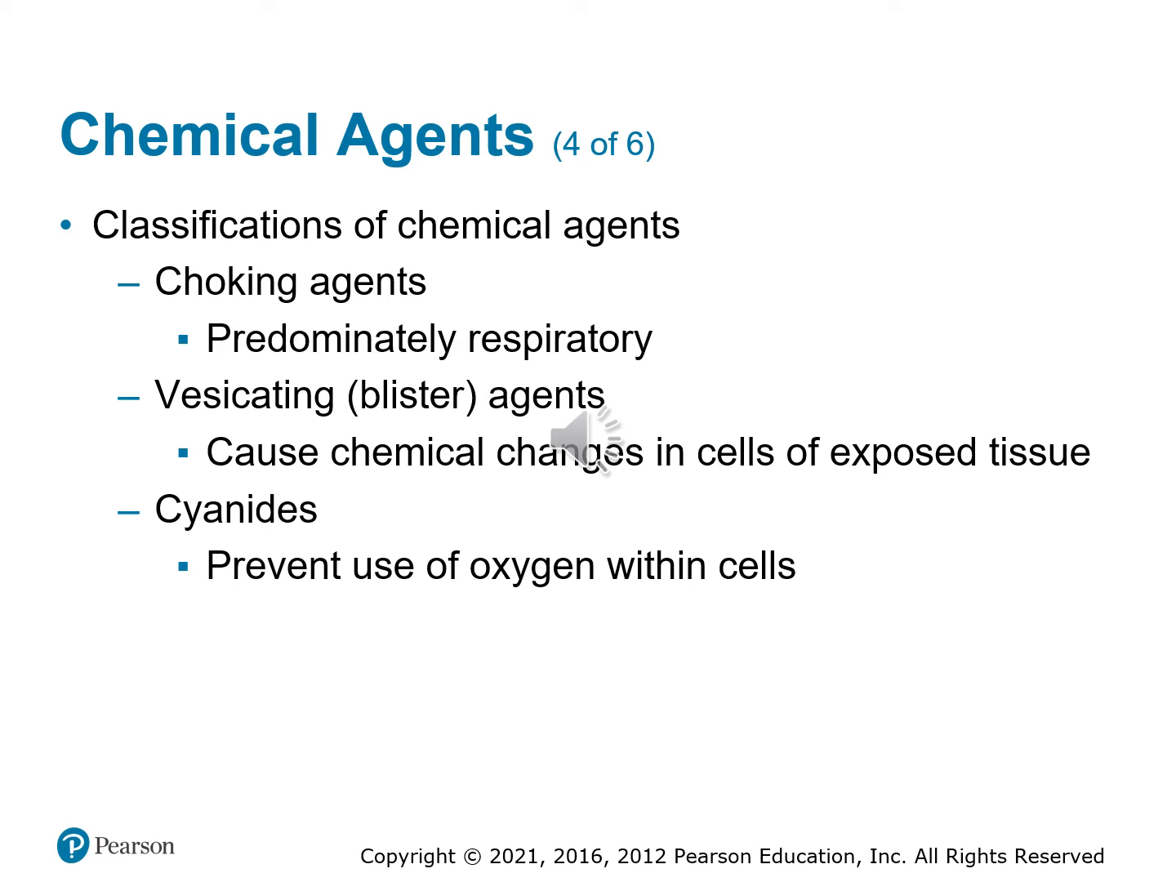Many of these common industrial chemicals are classified as simple asphyxiants, such as chlorine. You have vesicating agents, which cause chemical changes in the cells of exposed tissues almost immediately on contact. So these are going to be your blistering agents.